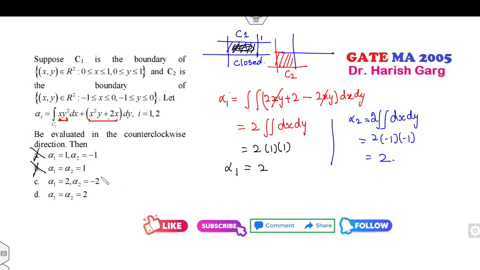So that is again 2. So C also cancels. D is my right answer for this problem. It's a very simple approach. You can see within a couple of seconds you can get your answers.